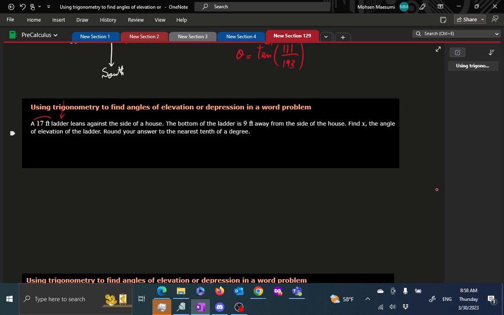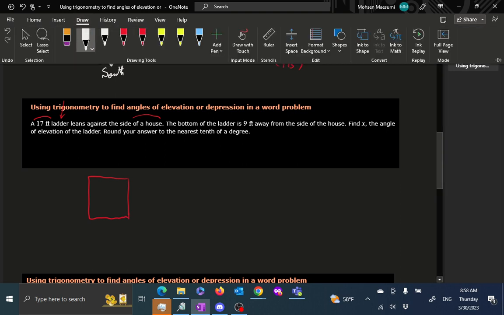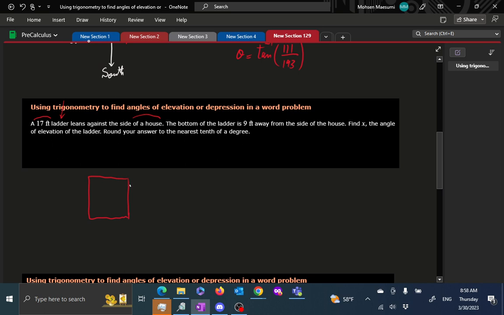So this ladder is leaning against the house. So we have some house, perhaps better looking than what I drew. So we have a ladder that is resting against this. I guess I should say don't do this at home. But anyway, this is a 17 foot long ladder. That is a pretty long ladder. The bottom of the ladder is 9 feet away from the house.